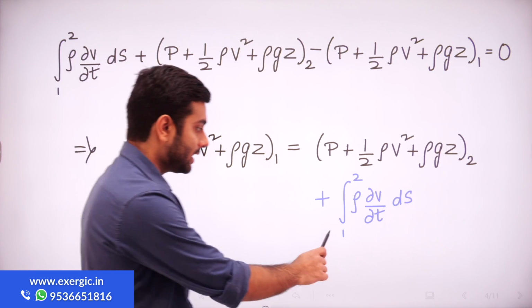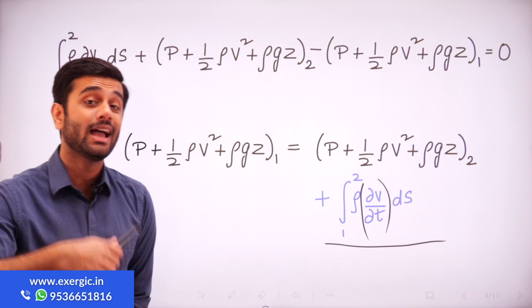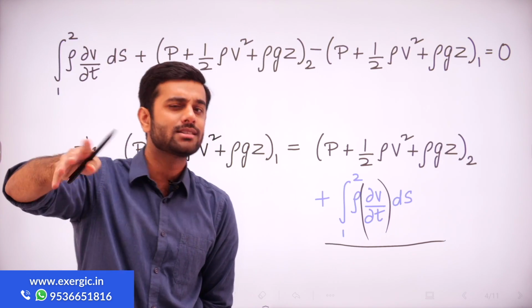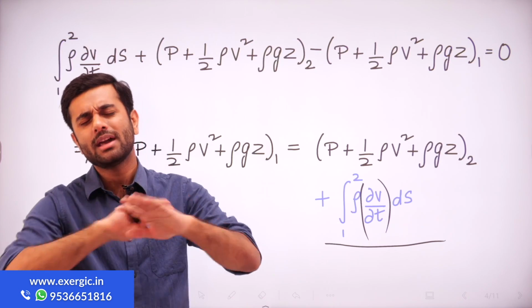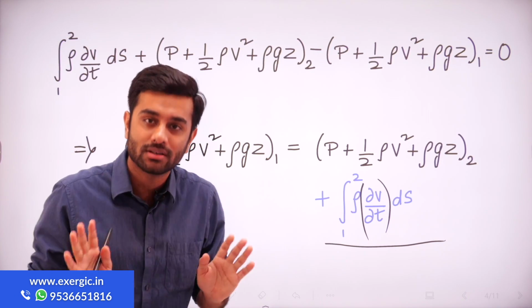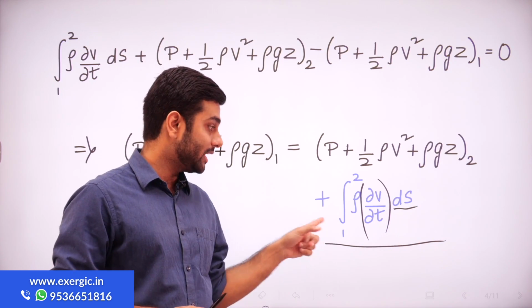Think about this integration. How velocity is changing with respect to time is going to entirely depend upon the condition of unsteady flow. How velocity is changing with time can be very different depending upon the type of unsteady flow. And then you have to multiply it with ds, which is going to get integrated from 1 to 2.